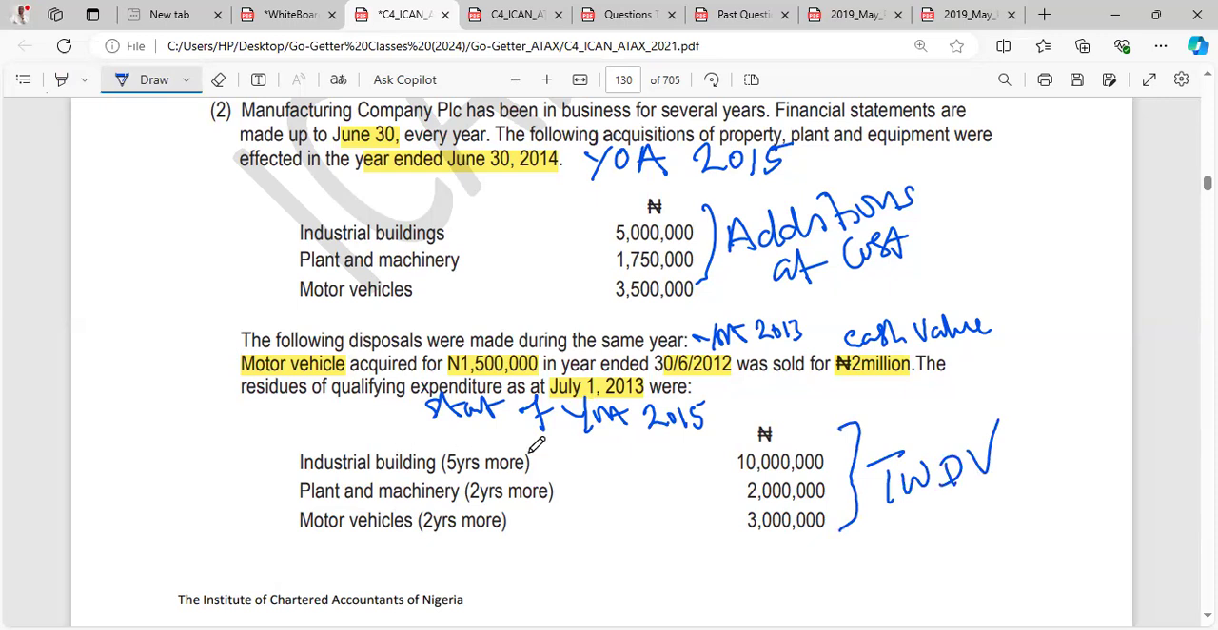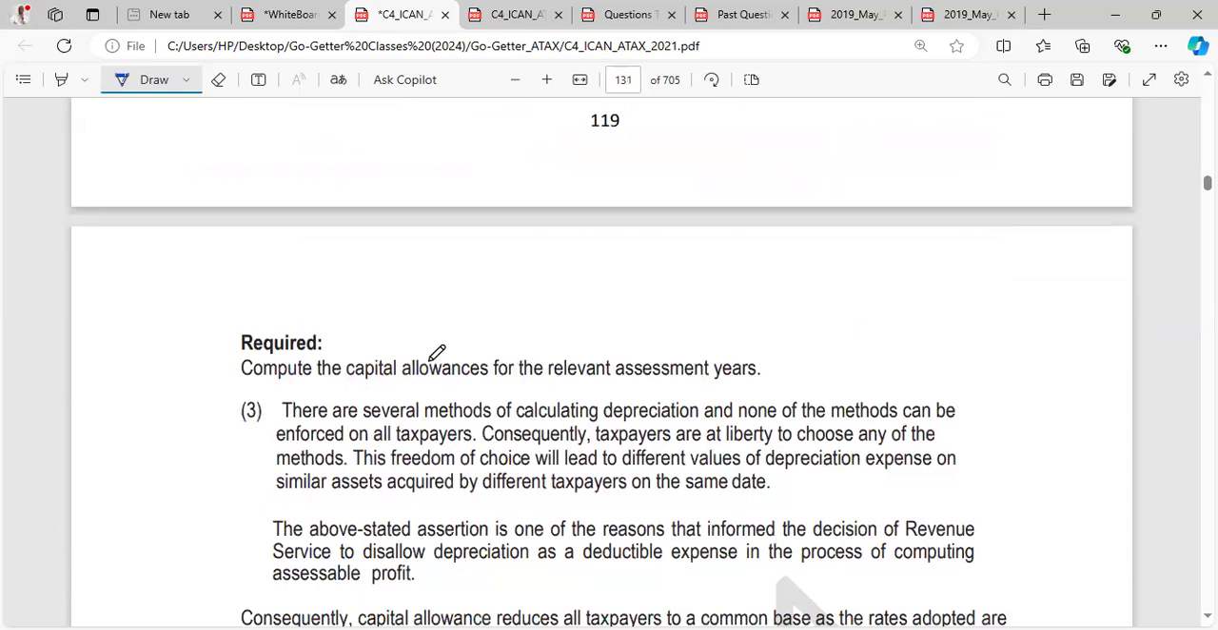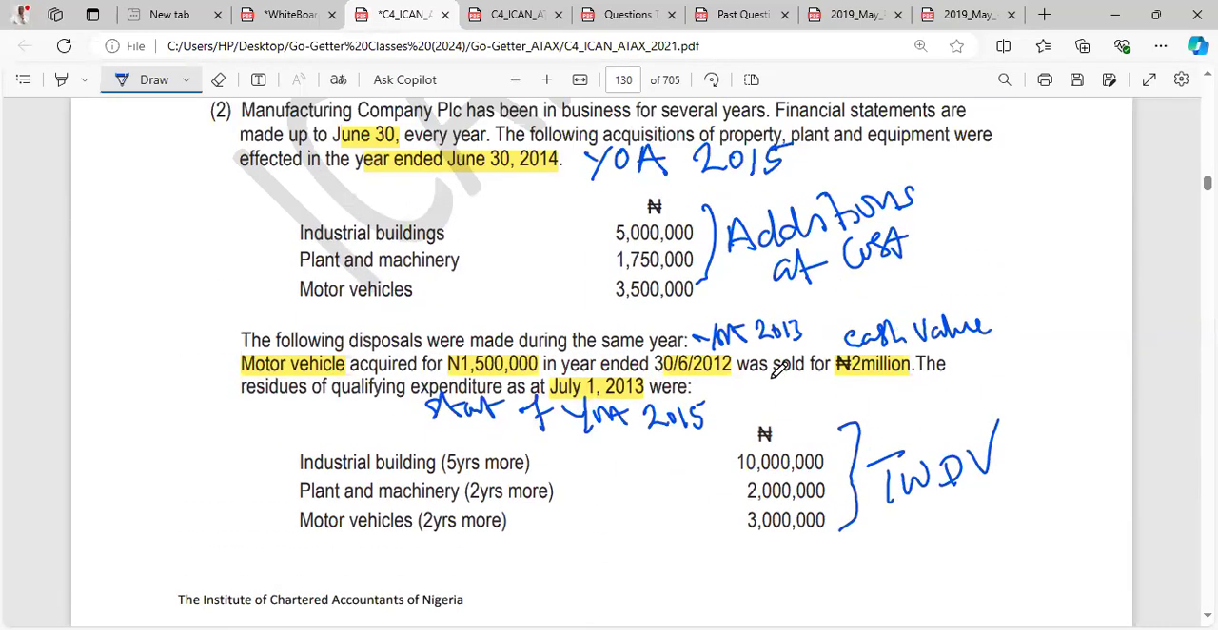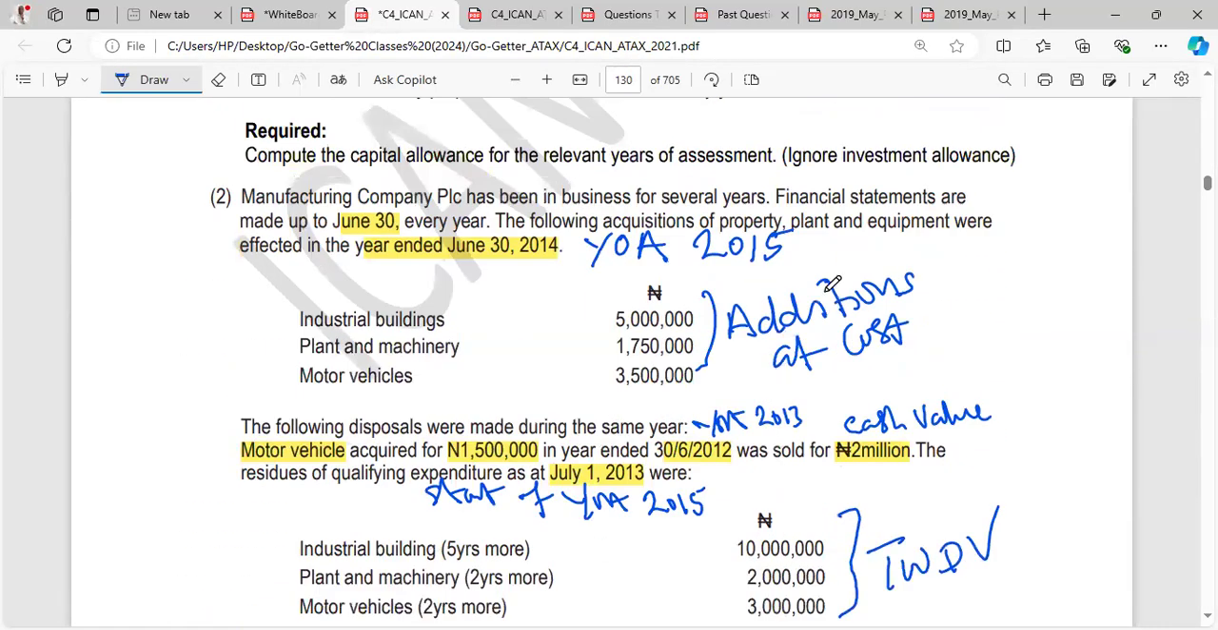Industrial building has 5 years more. That means we've used 5. We'll say 5 has been used, 5 is remaining. Plant and machinery has 2 more years. That means we have used 2 years, 2 is remaining. Motor vehicle has 2 more years. All right. Then we are told to compute the capital allowances for the relevant years of assessment.